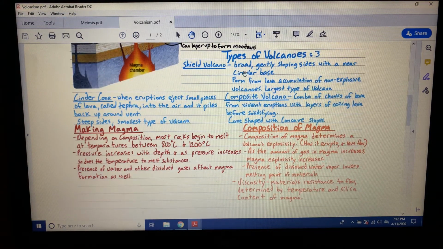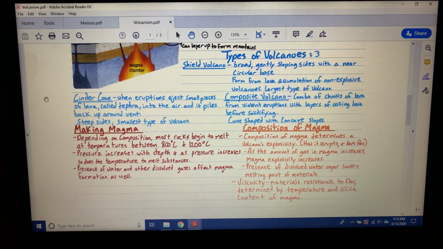The different types of volcano, there's 3 different types. You have shield volcanoes, cinder cone, and composite. Shield volcanoes are going to be very broad. They're going to be short and very wide. They're going to have gently sloping sides and an almost near circular base. They form from lava accumulation of non-explosive volcanoes. And so as that lava comes up and spills over, as it cools off, it adds layers to the shield volcano, and that's what makes one.